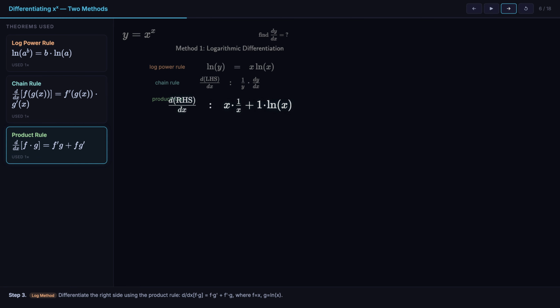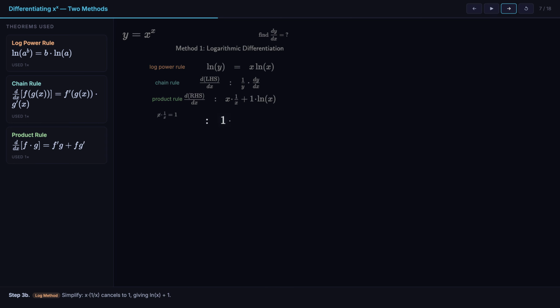Right side, d dx of x times log x, product rule. f equals x, g equals log x. f prime is 1, g prime is 1 over x. Product rule, 1 times log x plus x times 1 over x. X times 1 over x, the x's cancel. That's just 1. So the right side simplifies to 1 plus log x.